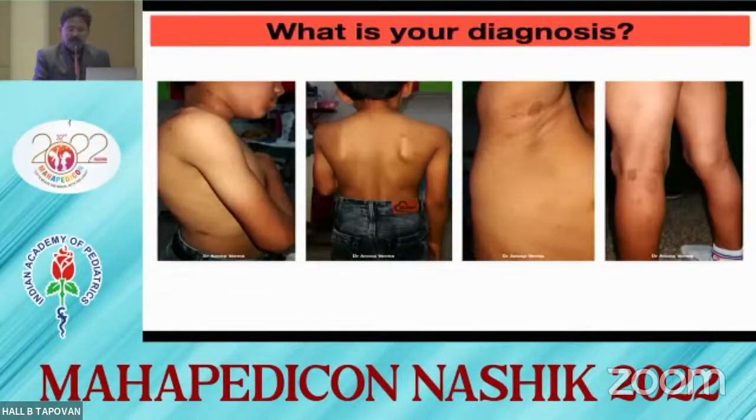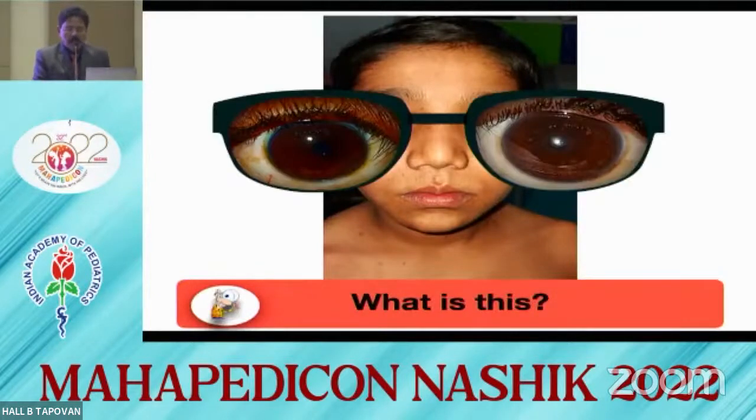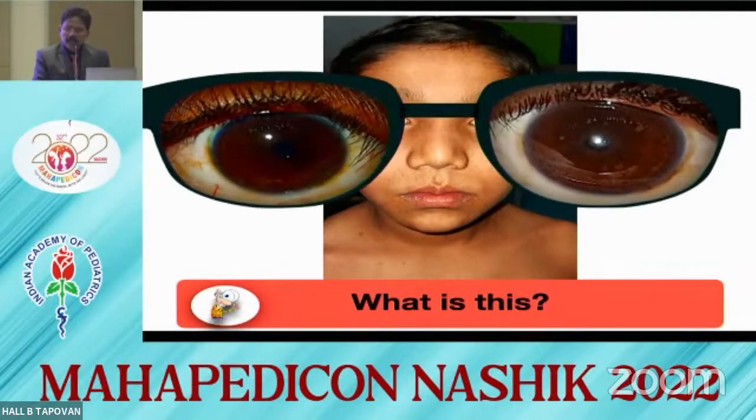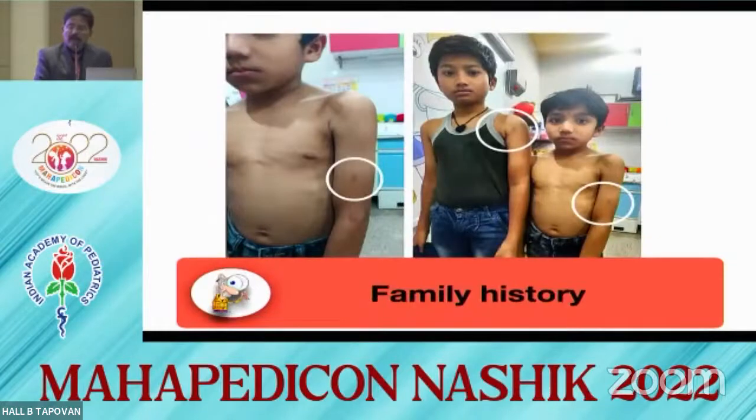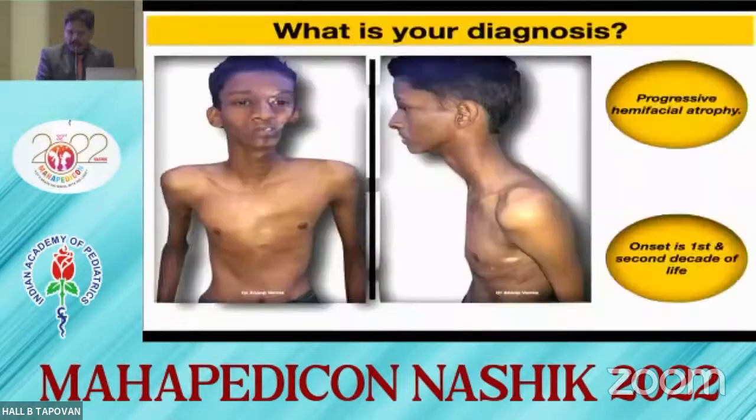Here is another patient. See the classical café-au-lait patches are there, but they should be more than 6 in number. So just examine the eyes. See, just a close-up of the eye, Lisch nodules are present in this light. And the family history: the younger brother is also having similar spots on the body. And the MRI reveals areas of signal intensities as well.